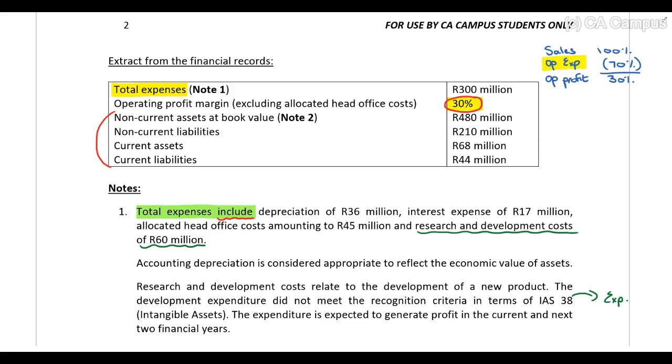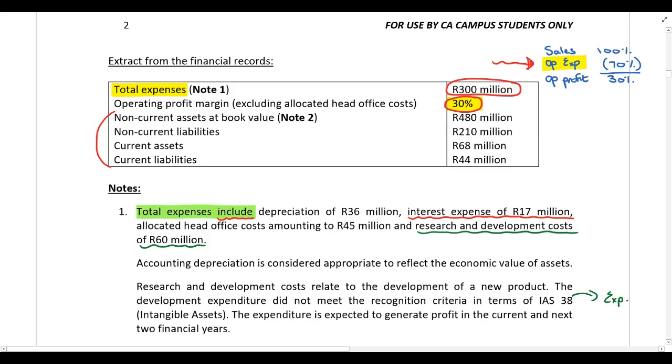It also includes interest expense of 17 million rand. Interest expense is not an operating expense. It's a financing expense. So we would need to exclude interest expense from the total expenses of 300 million rand because we are trying to calculate operating expenses.